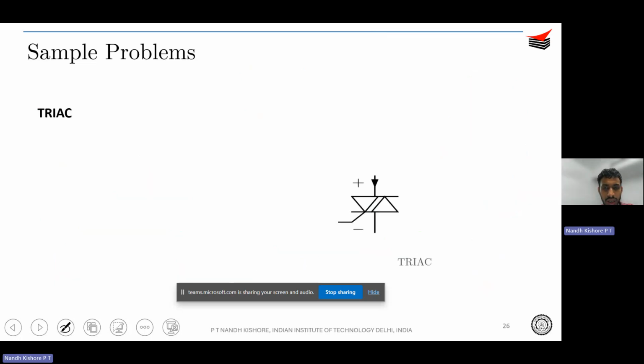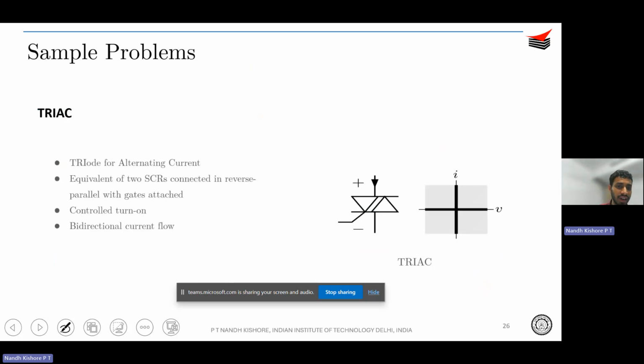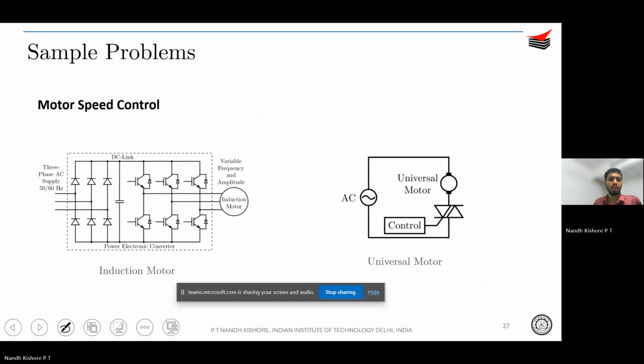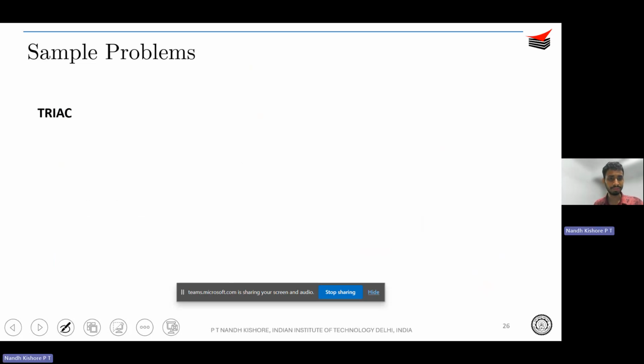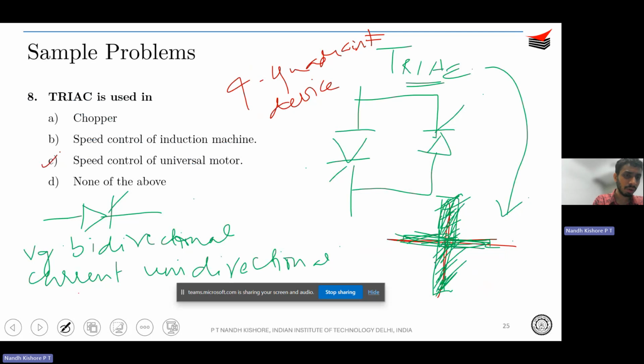With this knowledge, a triac is a four quadrant device and it can be used for alternating current. You have controlled turn on and controlled turn off, and bidirectional current flow as well. So typically it is used in universal motor control applications. For a universal motor you require bidirectional current capability as well as voltage blocking capability, and a triac fits the bill. Therefore, a triac is used in the speed control of universal motor.